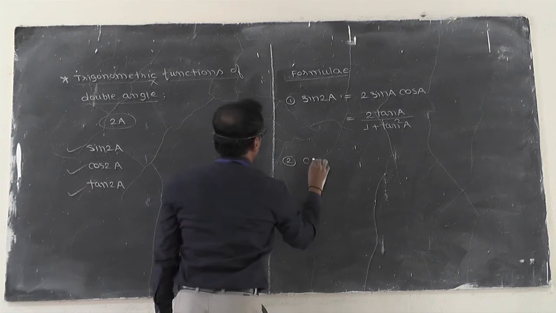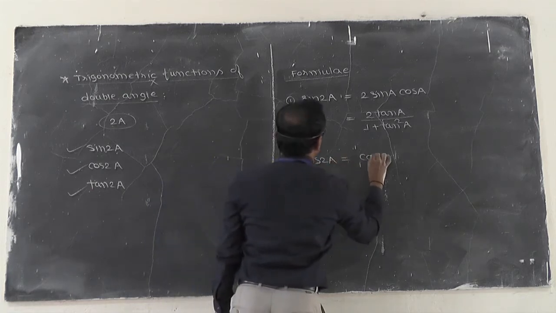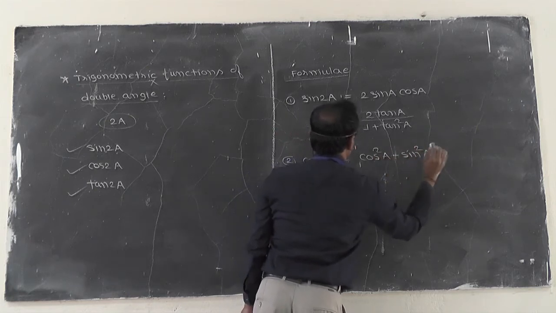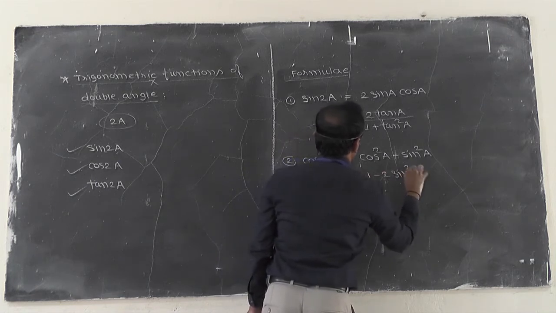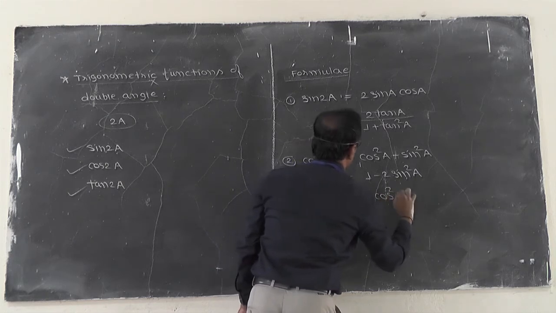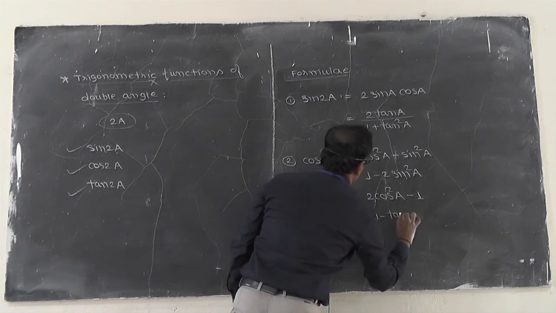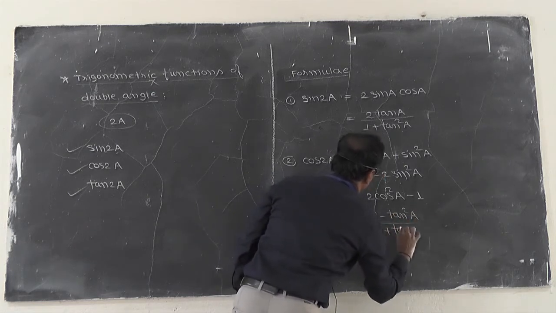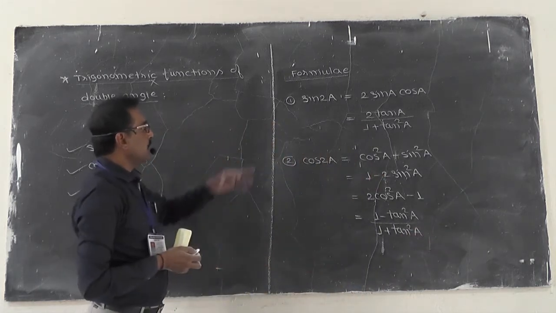Second one is cos 2a, but cos 2a has four formulae. First is cos square a minus sin square a. Second is 1 minus 2 sin square a. Third is 2 cos square a minus 1, and the very last is 1 minus tan square a upon 1 plus tan square a. I think you are having it clear.